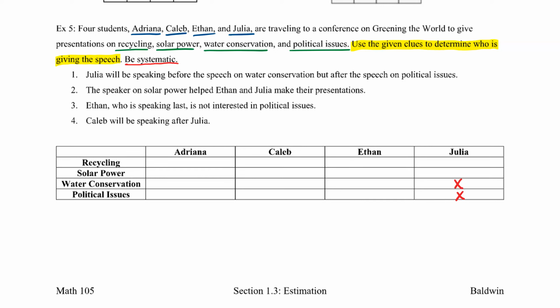The speaker on solar power helped Ethan and Julia make their presentations. So if they helped both of those people make those presentations, that means it's not either one of them. So the speaker on solar power is not Ethan and not Julia. So we immediately see that means Julia has to be our speaker for recycling. So I'm going to put a little check mark there.